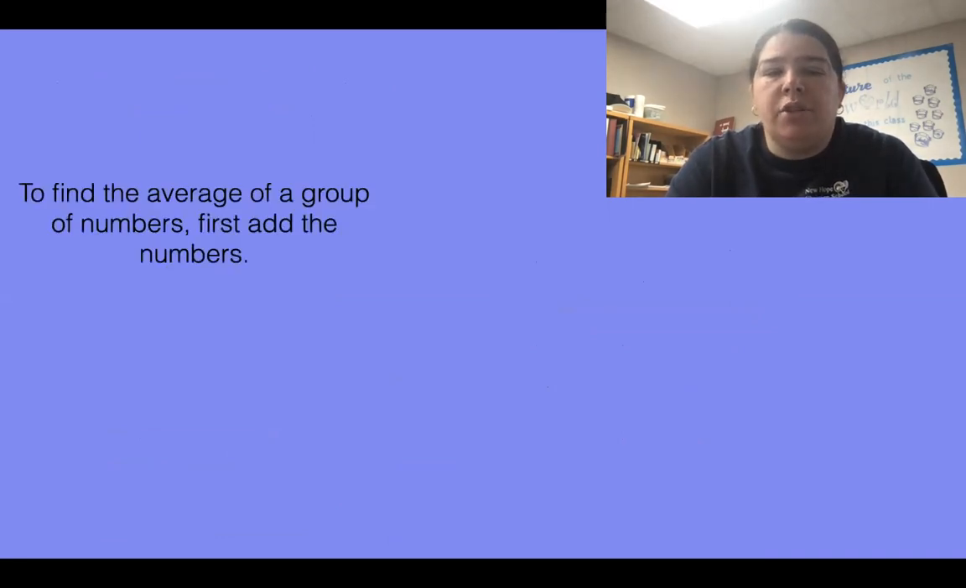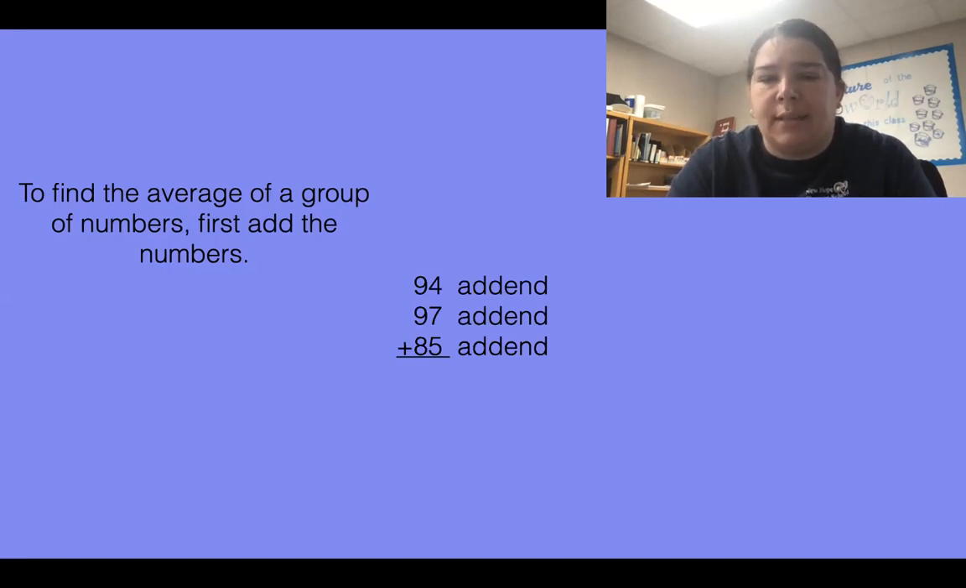To find the average number of a group of numbers, we need to add the numbers together. So it would look like this: 94 plus 97 plus 85. Each one of those are called add-ins. When we add them together, we get 4 plus 7 is 11. 11 plus 5 is 16. Put down the 6, carry the 1. 1 plus 9 is 10, plus 9 is 19, plus 8 is 27.